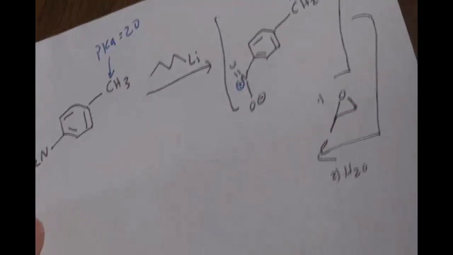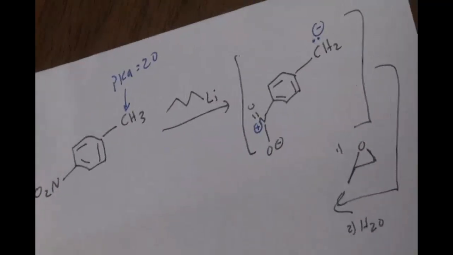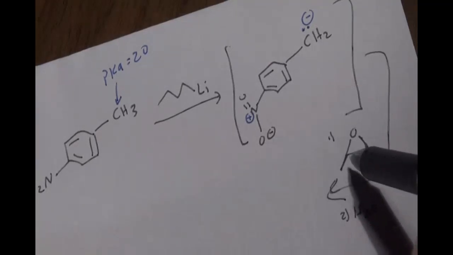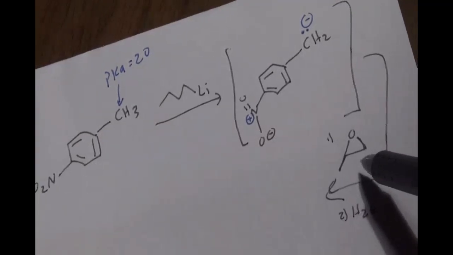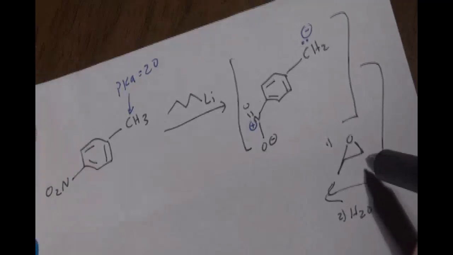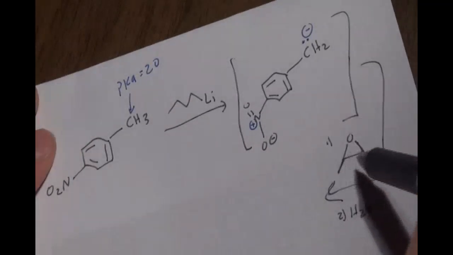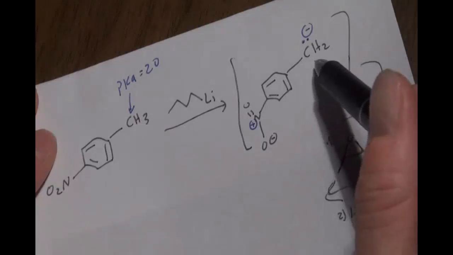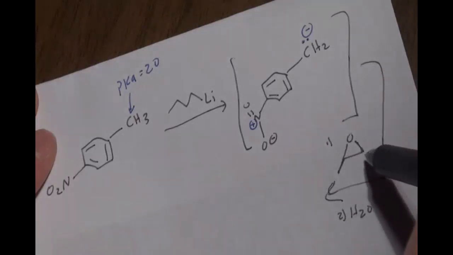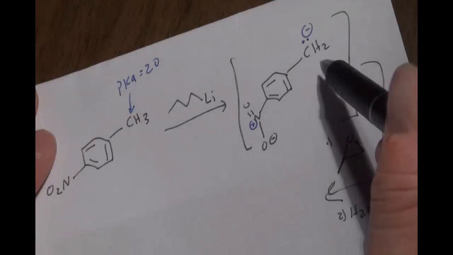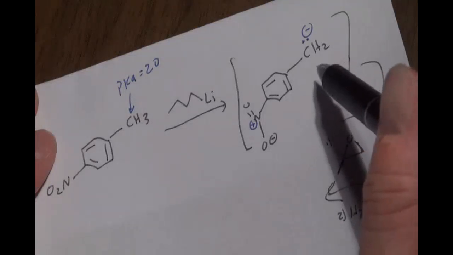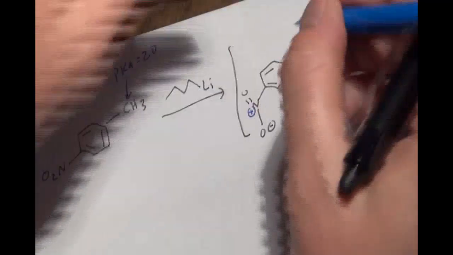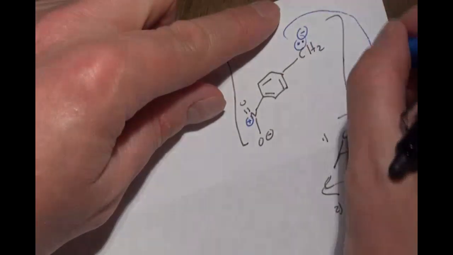So the carbon negative charge, is it going to attack the left side of the epoxide or the right side of the epoxide? Remembering those rules, where does it attack? Because with the epoxide, remember, negatively charged, non-acidic nucleophiles like this are a strong base, and will attack the least hindered side of the epoxide.